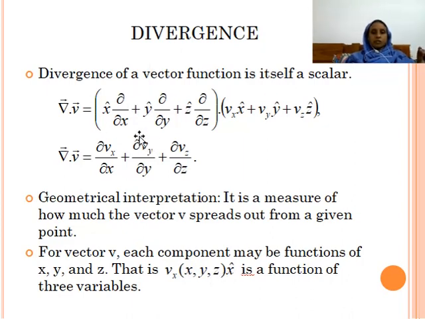Divergence gives you a scalar output. Just like the dot product of two vectors gives us a scalar quantity, similarly, the divergence of a vector gives us a scalar quantity.